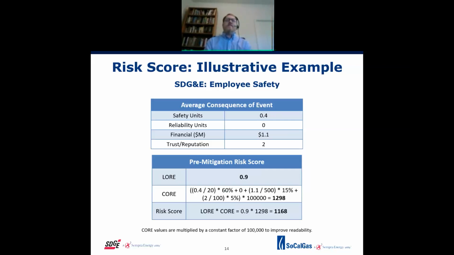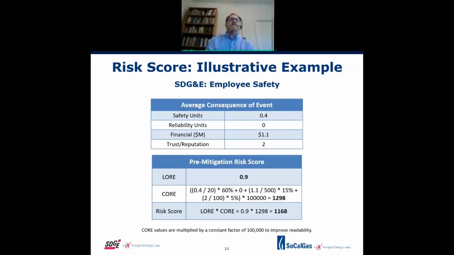So our analysis in this illustrative example said that if the event were to happen, on average, 0.4 safety units would be generated. And if you remember from the previous slide, a fatality would be a safety unit of 1, and a serious injury would be a safety unit of 0.25. So 0.4 you can see, the average is more than just a serious injury. It could be a mix of multiple serious injuries or the rare fatality. The analysis also shows that there is no direct reliability impact from the employee events. There was roughly a $1.1 million consequence if the event were to occur, and we believe that it would affect the trust and reputation score by a factor of 2 on average.